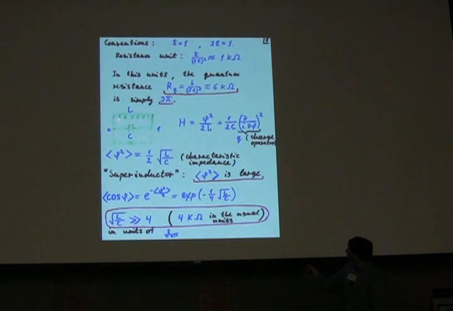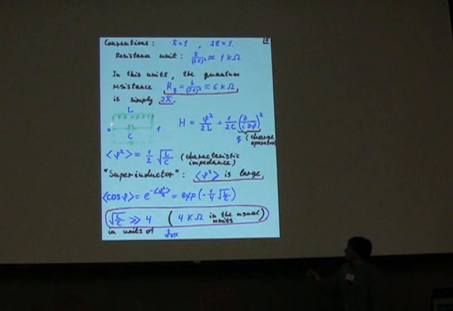Let's consider a harmonic oscillator or an LC circuit. It consists of an inductor and a capacitor, and the Hamiltonian is here. One may attach a Josephson junction to probe the circuit, but the Josephson junction is not included in the Hamiltonian.